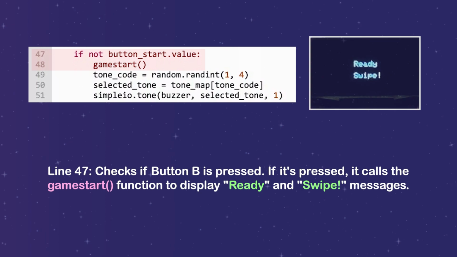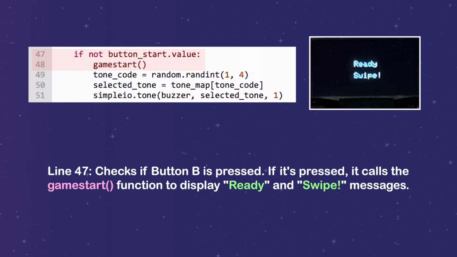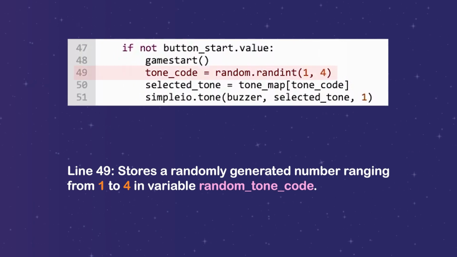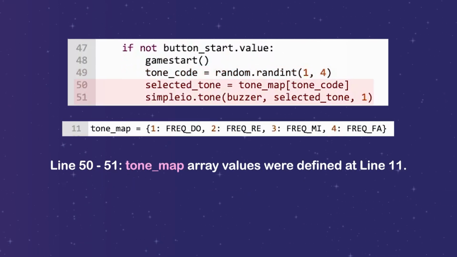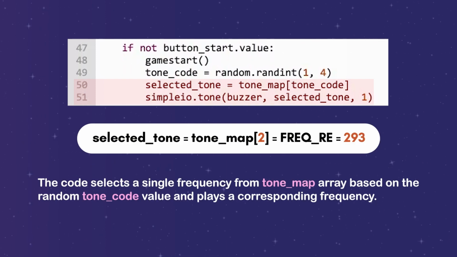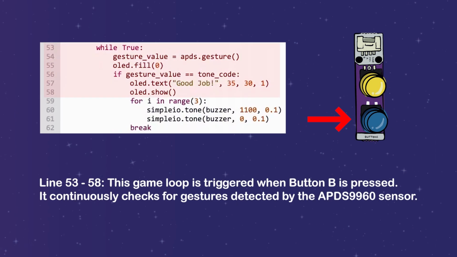Line 47 checks if button B is pressed. If it's pressed, it calls the game start function to display ready and swipe messages. Line 49 stores a randomly generated number ranging from 1 to 4 in variable random tone code. Line 50 to 51 tone map array values were defined at line 11. The code selects a single frequency from tone map array based on the random tone code value and plays a corresponding frequency.